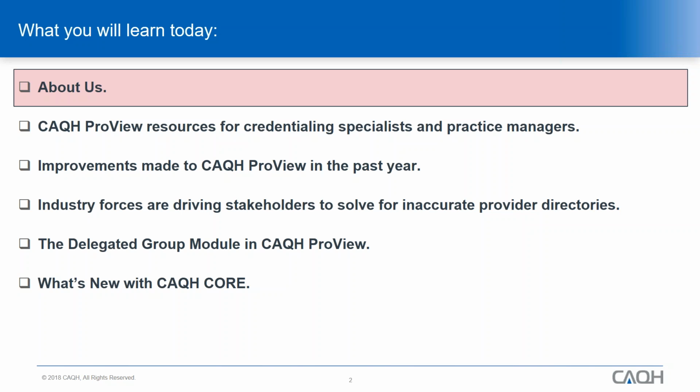After that, we will give you guys a sneak preview about our delegated group module in CAQH ProView. If you're an organization that is a delegated entity with a health plan, this will be really useful. We'll talk about what we're doing, when we plan to release it, and some screenshots and some other details as well. Finally, we'll end with CAQH Core. That's our certification body. We'll talk to you guys about what they do, how they work, and some of the things that they're working on as well.